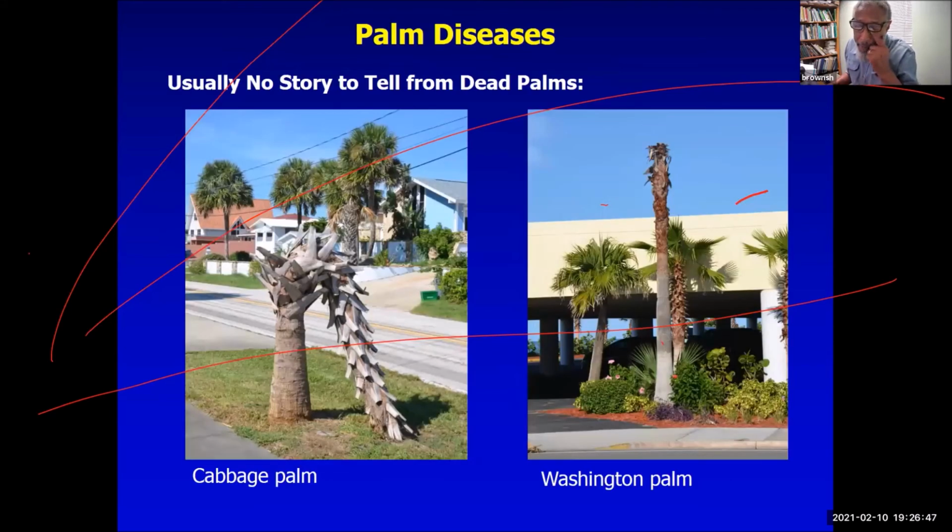Let's look at a couple of palm diseases. And usually what we say is, once a palm is dead, it tells no story. Sometimes it does tell stories, as in the case of Ganoderma. In this case, you have a cabbage palm and a Washingtonian palm. If I were to guess, that cabbage palm probably died because of a disease called trunk rot or Thielaviopsis. That Washingtonian palm probably died because of weevils. Those are my guesses, but I'm not sure.